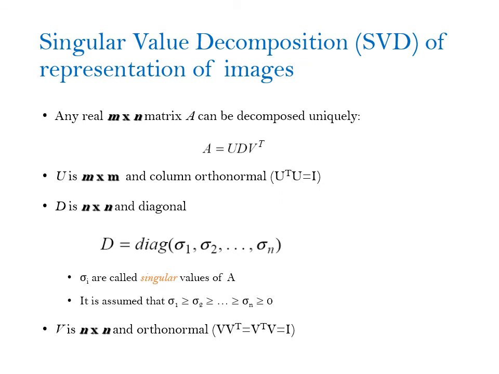The other concept we see in this chapter is singular value decomposition, or representation of an image using singular value decomposition. We represent images using a single matrix. It's possible to change that matrix into a form of products. So the singular value decomposition method can transform a matrix A into a product of 3 matrices, which are called column orthonormal, diagonal, and row orthonormal.